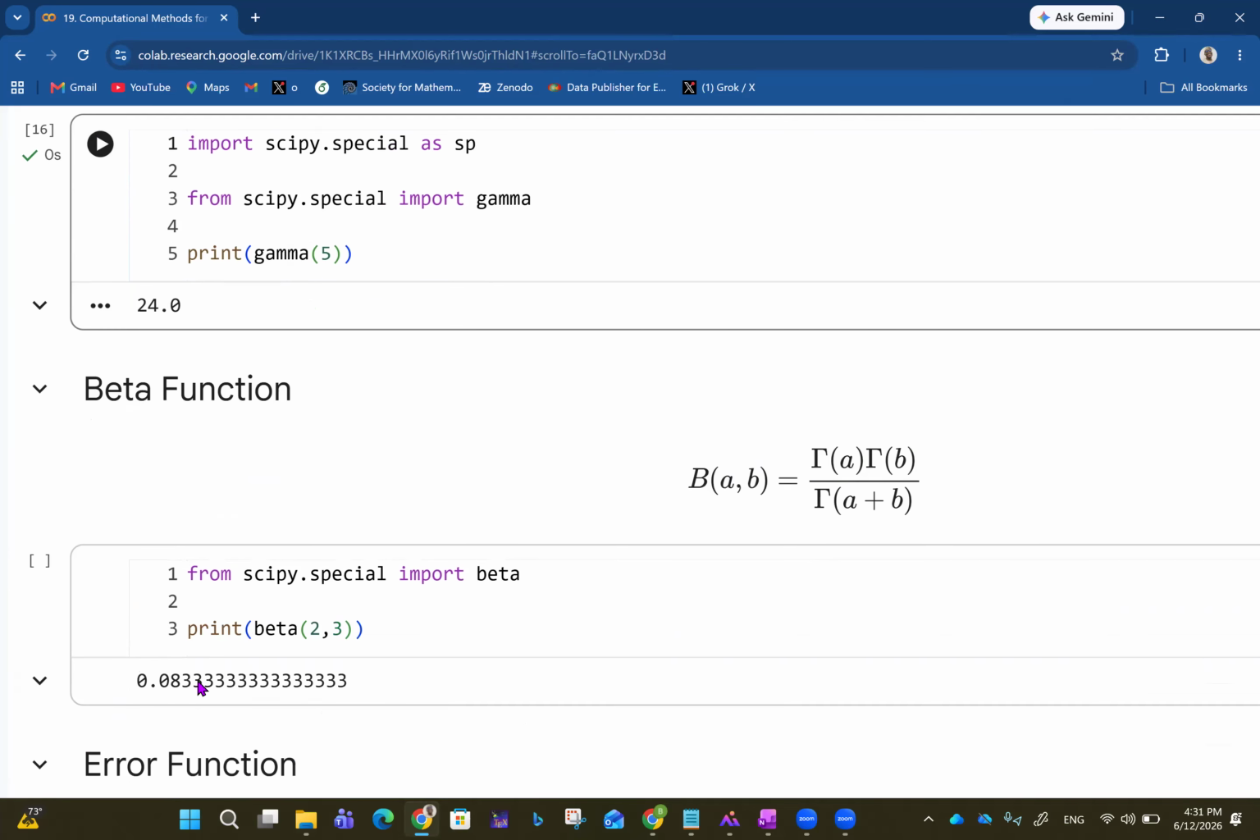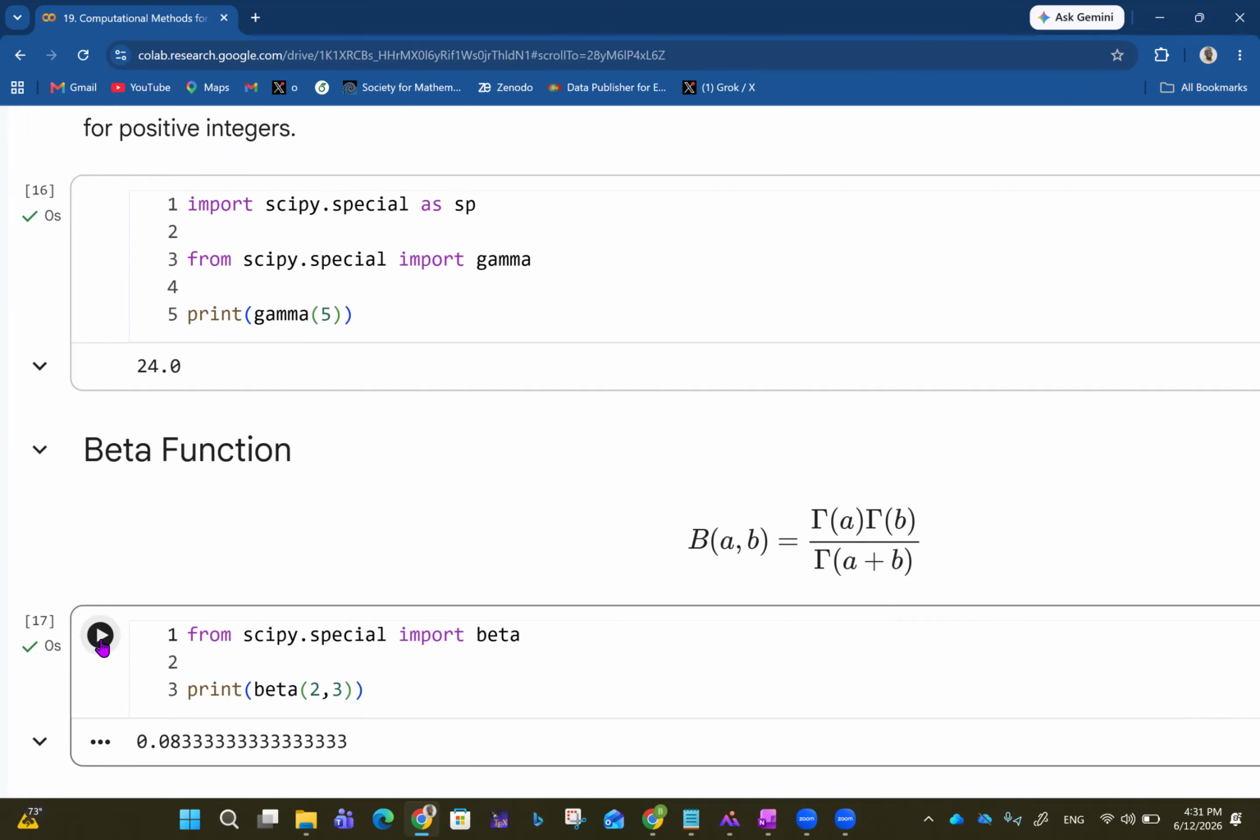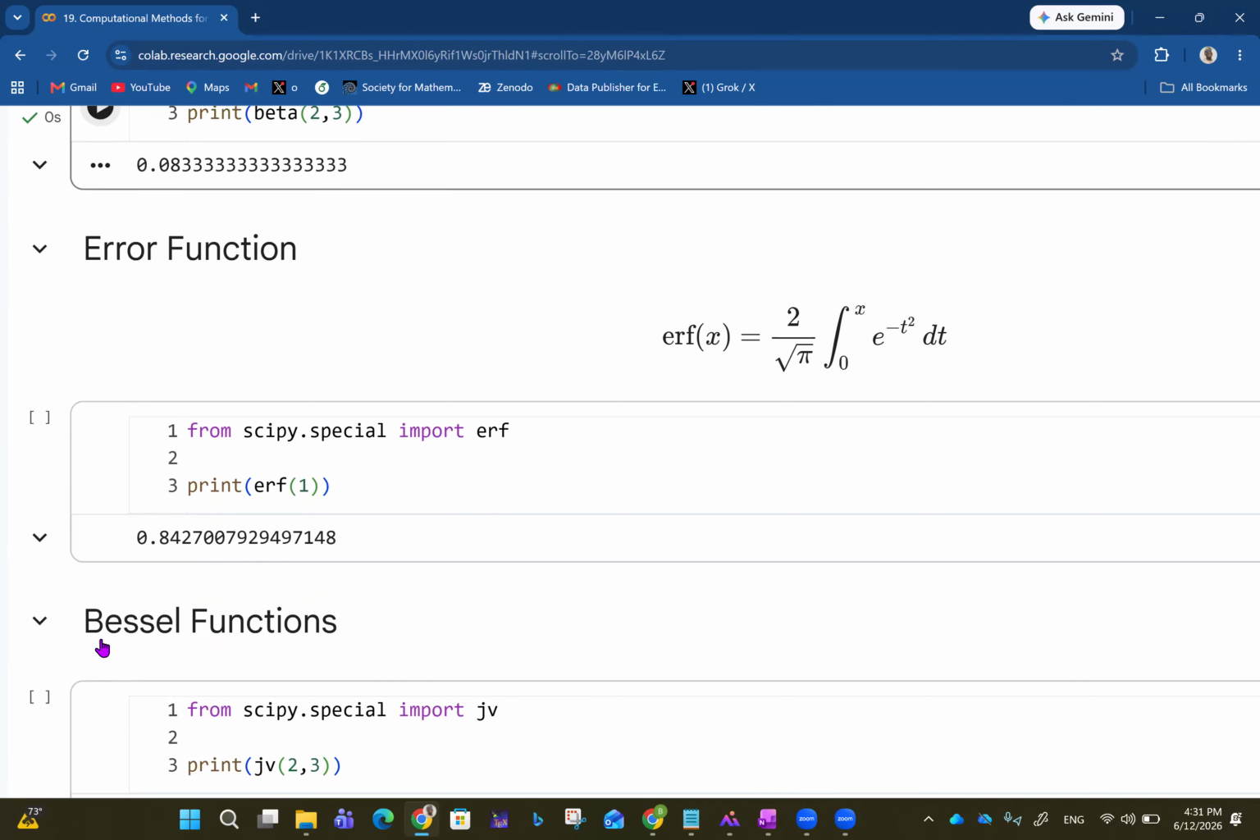For the beta function, you also have that. Beta B of a comma b is gamma a times gamma b, all over gamma a plus b. So from scipy.special you import beta, and then you print beta 2 comma 3, and you get your result like that. That's 1 over 12, I think, the last time we did that.